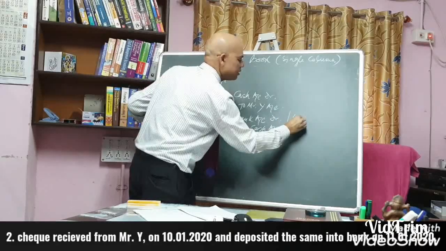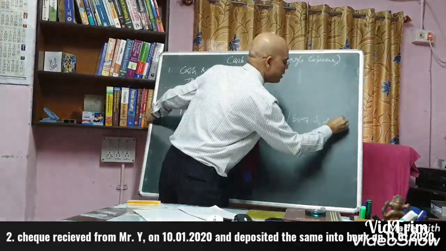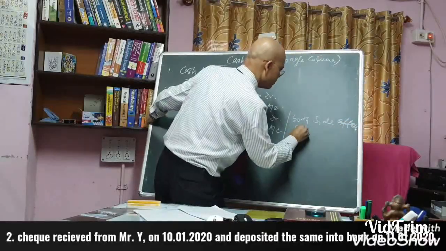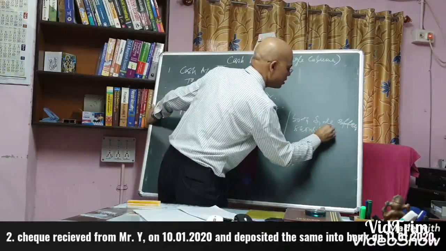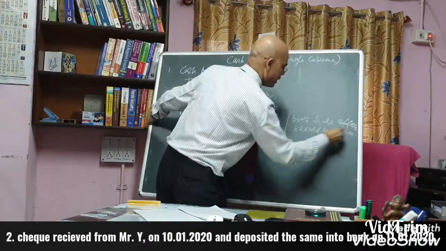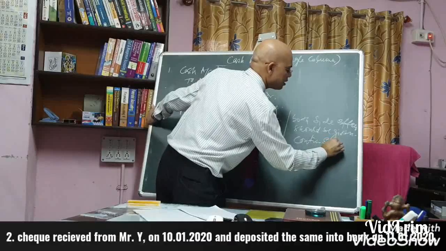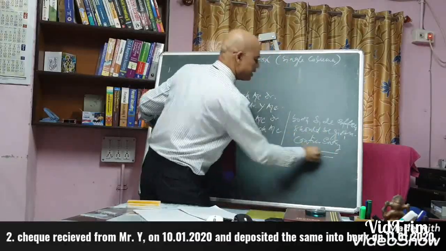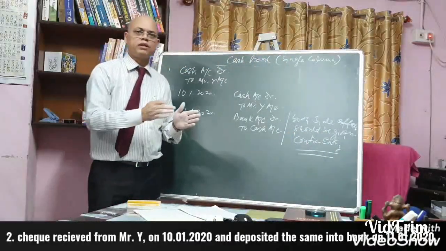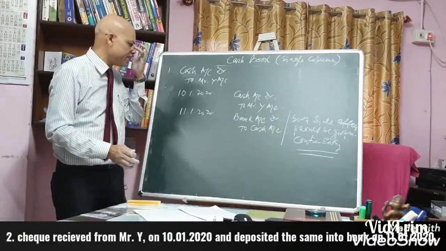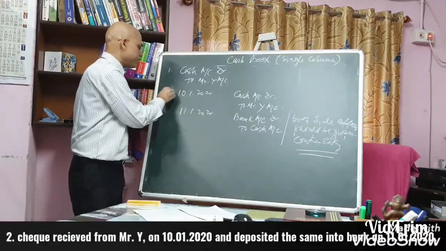On both sides, effect should be given, and it is called contra entry. Contra entry means when on the opposite side, in both sides, the entries come, that is called contra entry. Again, I make it clear, this is very important.